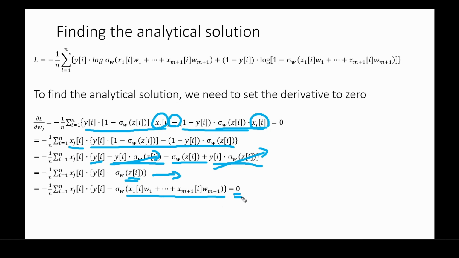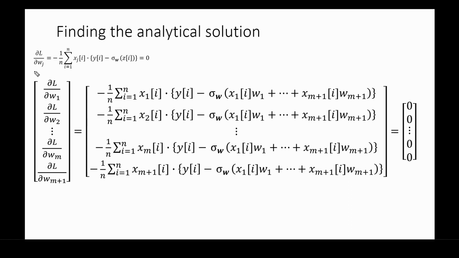Set that equal to 0. Finally, we derive the expression of the derivative of the loss function with respect to wj, which is equal to that. And we are interested in the derivative of the loss function with respect to all w's. So we can write each one of them into a column vector. And then the expression for each one of them is simply this expression, but replacing this xj with the appropriate number. So the first expression will be x with subscript 1. The second expression will be x with subscript 2, etc. Each of the expressions equals zero.